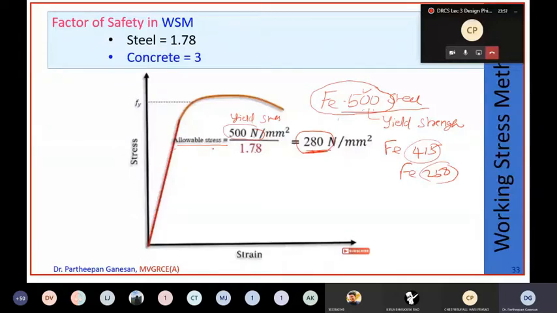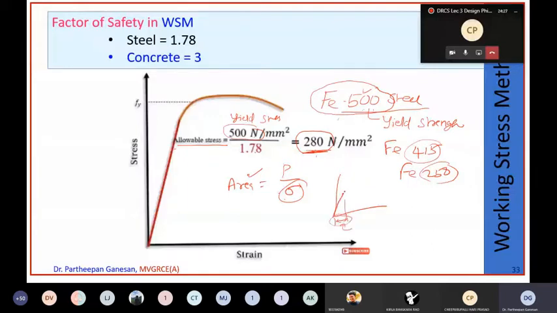So obviously, because the area required is always P by sigma, and you are lowering the sigma here, putting 280 instead of 500, your area will become more. Is that clear? So your structure designed based on the working stress method will have a huge section, but the only advantage is that because you are limiting only within the linear limit, the strain, elongation or displacement in the structure will be very, very less.